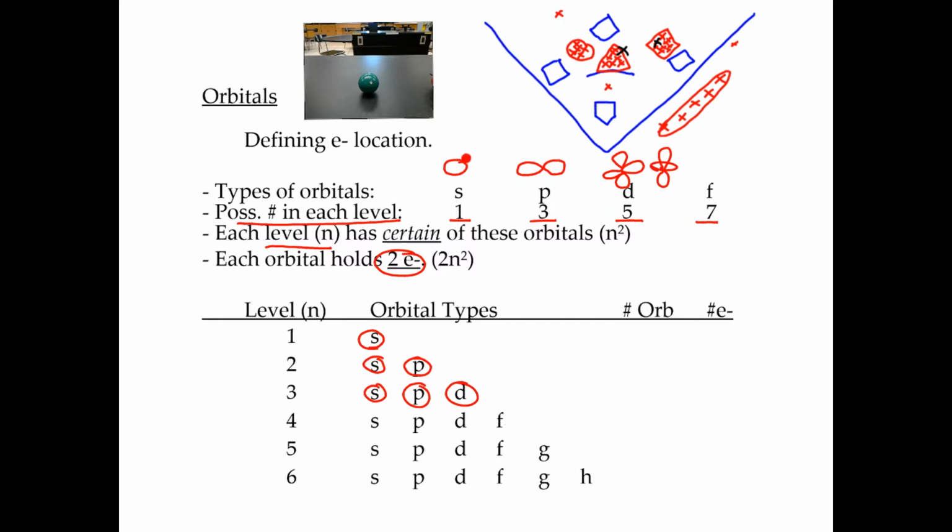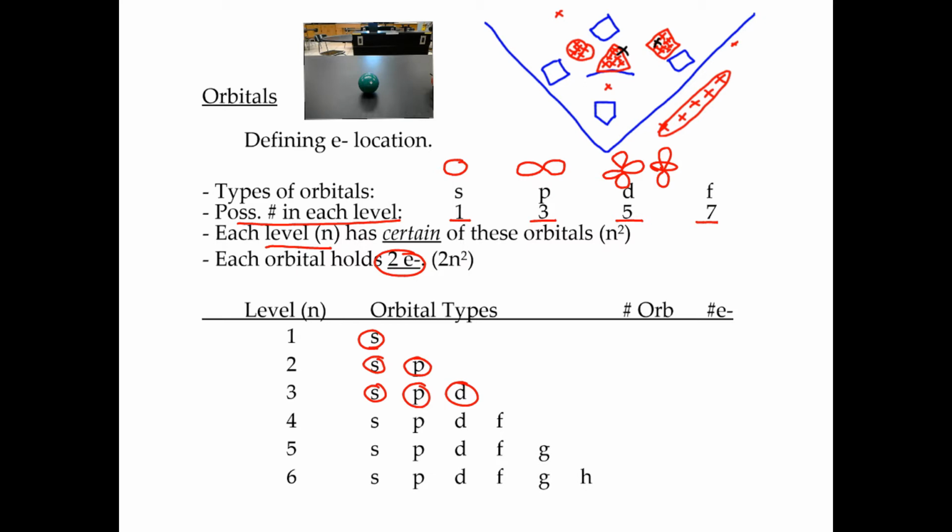So the 1 blank represents the s, which was pictured over here. Then there are 3 blanks for the p. Remember, 1 goes in the x, 1 goes in the y, and 1 in the z. Then the d's, there were 4 that looked like this and 1 looked like that. Those are the 5 blanks. And then the f's come in sets of 7, and those are the blanks as well.